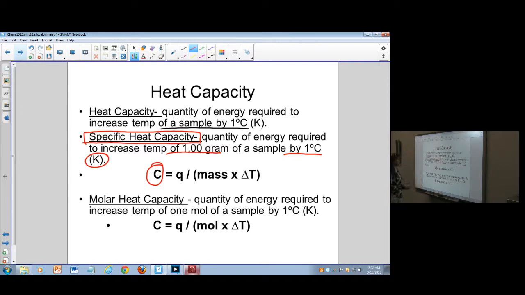Likewise, there's another heat capacity, the molar heat capacity. The only real difference is that instead of measuring for 1 gram, we measure for 1 mole. We're still going to raise it by 1 degree, and it has slightly different units, which we'll work on in a little while.